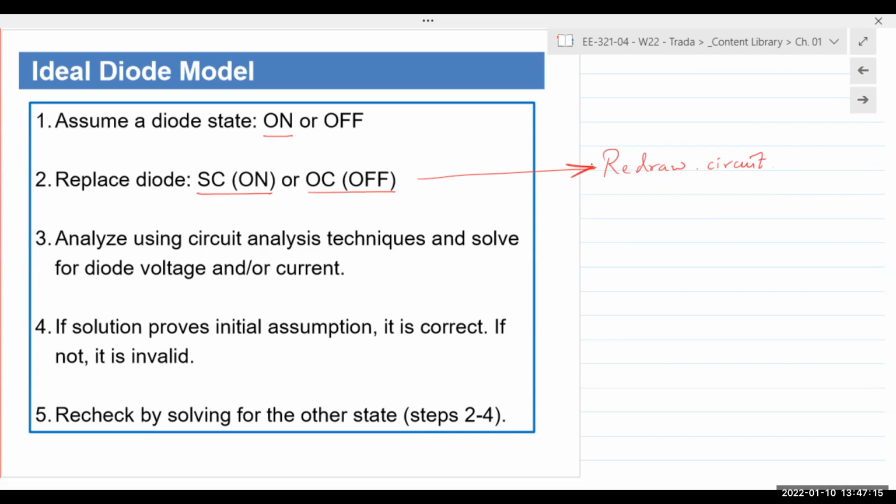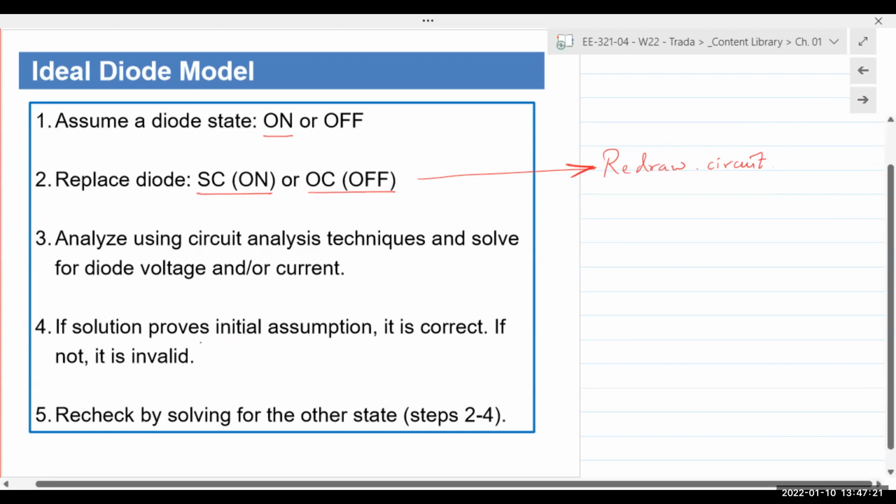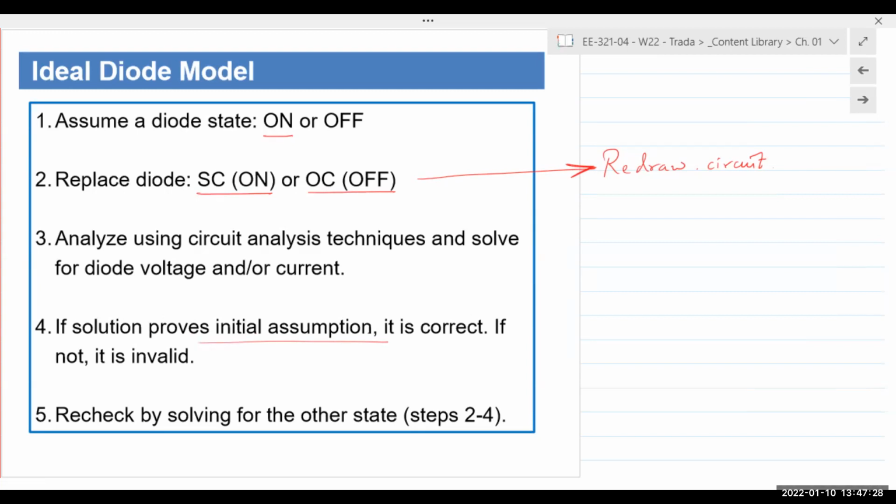This is to validate your assumption, right? So if the solution proves the initial assumption, then your assumption is correct. If not, it's invalid. Then you go back to step 1 and begin your analysis all over again.